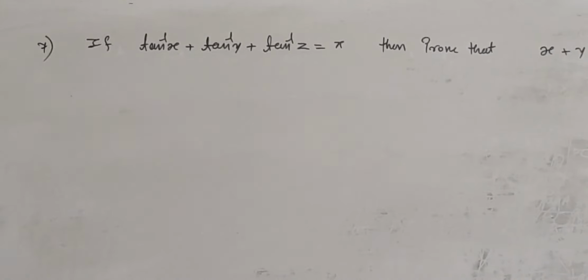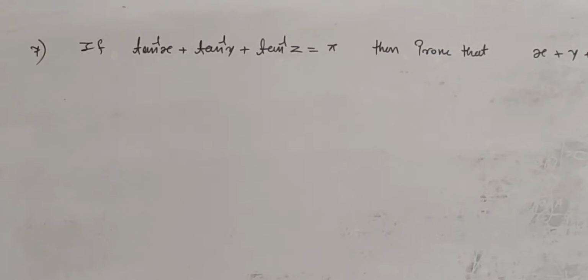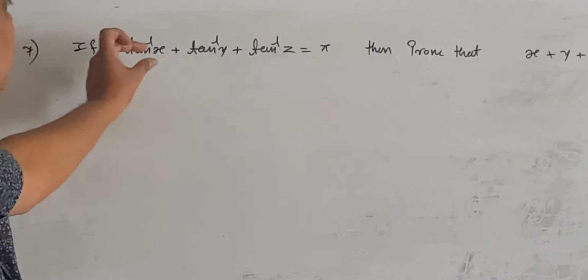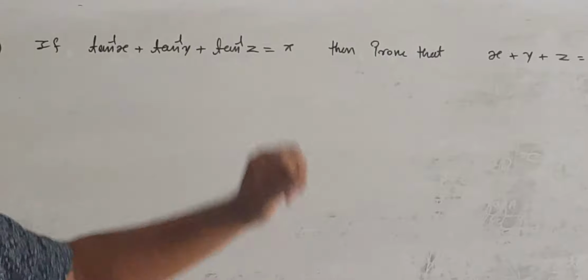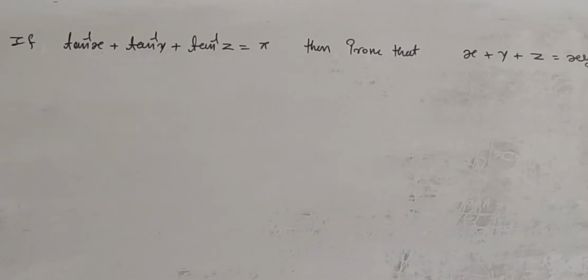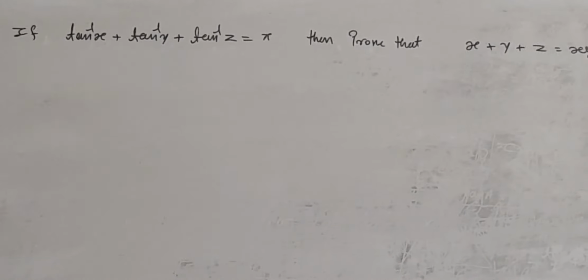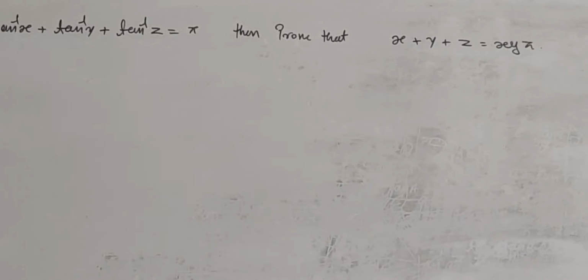See, this is another method. So this is another method. If tan inverse x plus tan inverse y plus tan inverse z is equal to pi, then prove that x plus y plus z equals xyz.